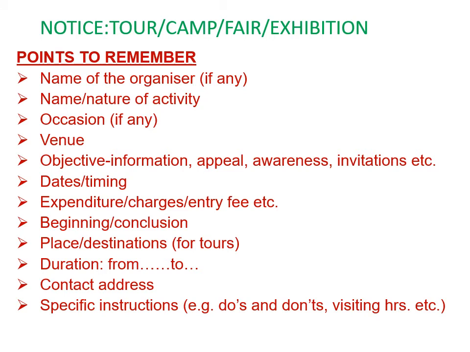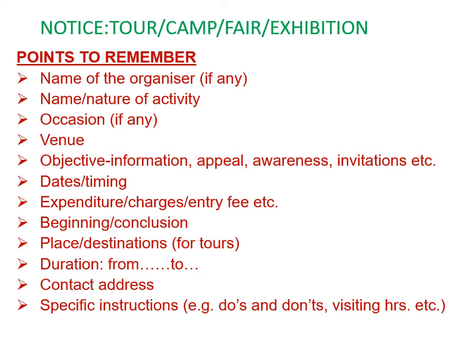The next type is notices related to tour, camp or exhibition. Here it is slightly different from others. Here you have to write the name of the organizer, the nature of the activity you are going to organize, what is the occasion, the venue where the activity will be organized, objective or any appeal or any invitation, then date and timing of the camp.